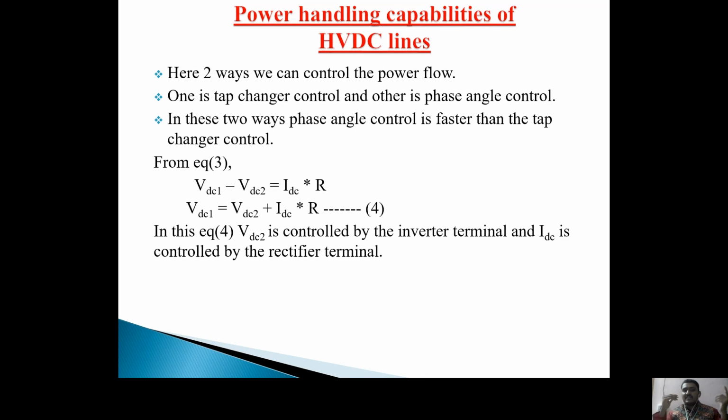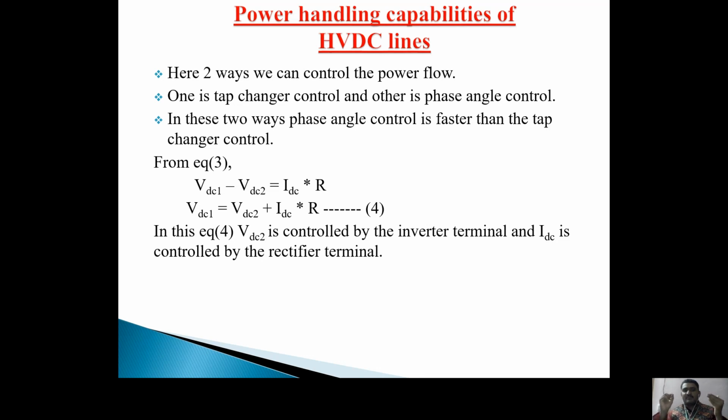From equation 3, VDC1 minus VDC2 equals IDC into R. From that equation we write VDC1 equals VDC2 plus IDC into R. Treat this as equation number 4.